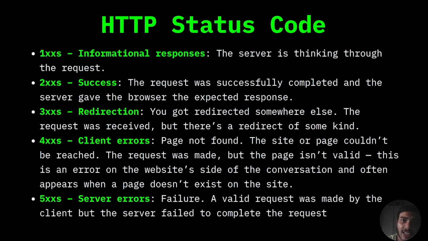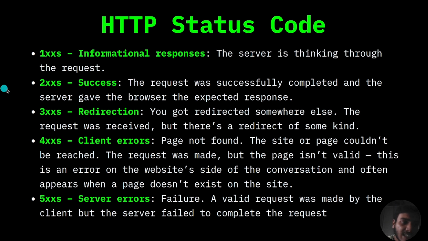So let us know about the HTTP status codes. The HTTP status codes are very important in analyzing the responses from the server that you are getting. If you get a response starting with 1 and continuing up to 3 digits, for example 100, 101, 102, this says that they are informational responses, that is the server is actually thinking through the request.